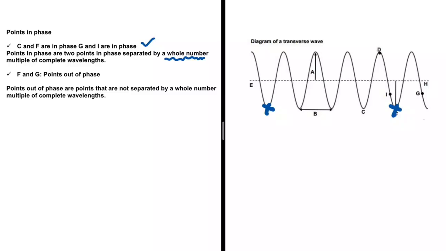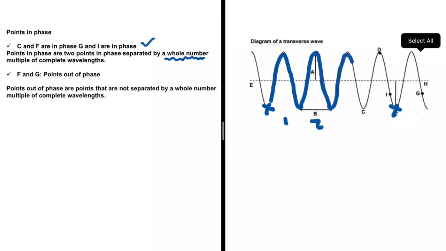Let's go ahead and prove that. So this is going to be 1 wavelength. We have 2, 3, and 4. So between those 2 points, there's a whole number multiple of complete wavelengths. So we say that they are in phase because of that.